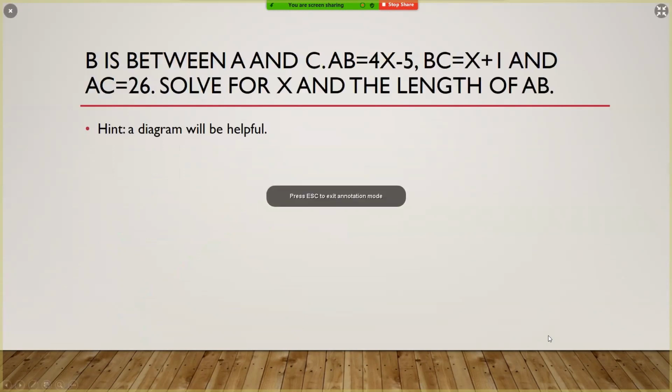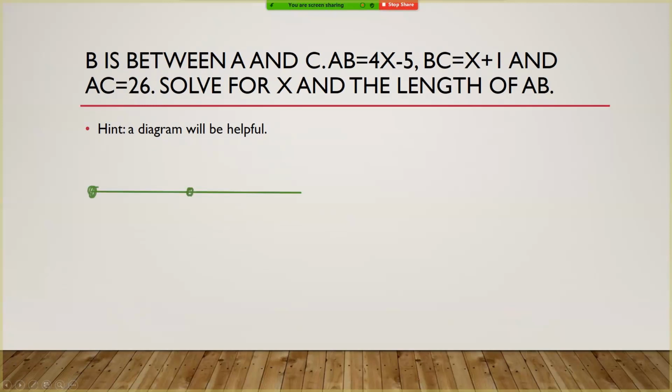The next question, we're told that B, so point B is between point A and point C, and we're told that AB equals 4x minus 5, BC equals x plus 1, and the entire length of AC is 26. We're asked to solve for x and then find the length of AB. So a hint, a diagram might be helpful. I'm going to draw this diagram here.